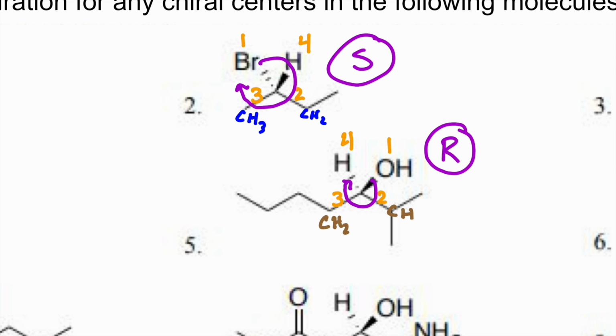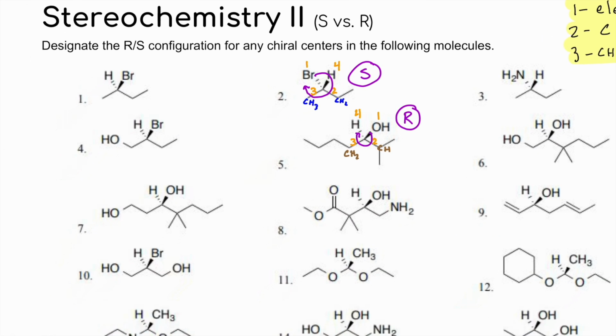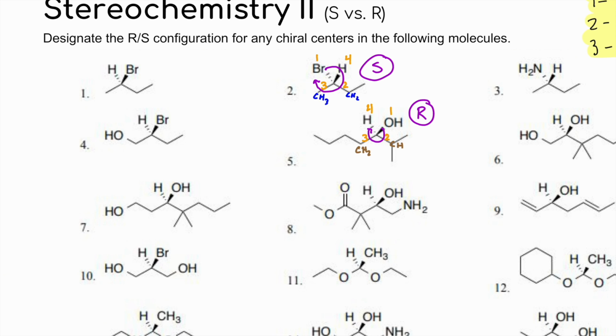Okay, so as you're continuing on through this, please look at the hierarchy and make sure you give the H a 4 immediately, and then try to figure out your 1, 2, and 3. Get a clockwise or counterclockwise swirl basically on this, and then if the H is in the back, then it's straightforward. R is to the right, S is to the left. If the H is as a wedge, then you need to flip it.